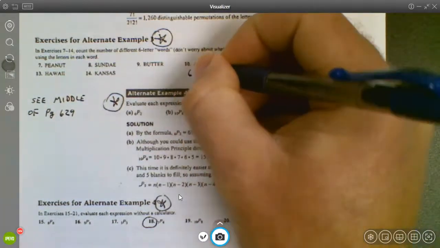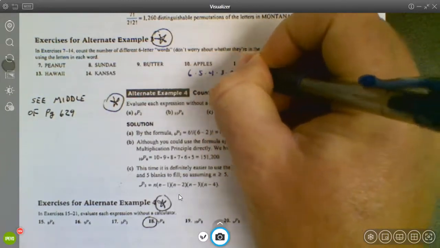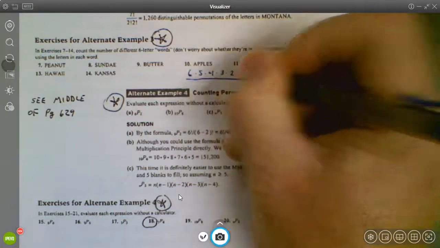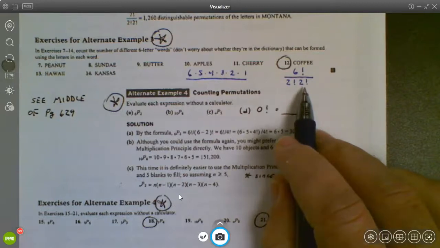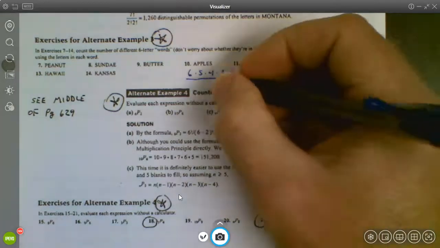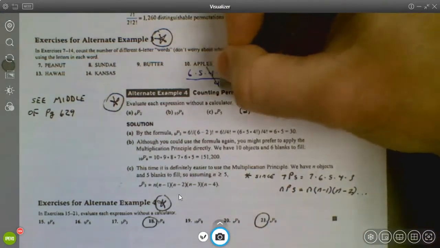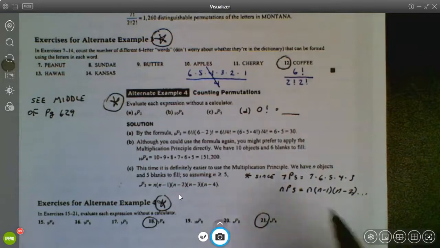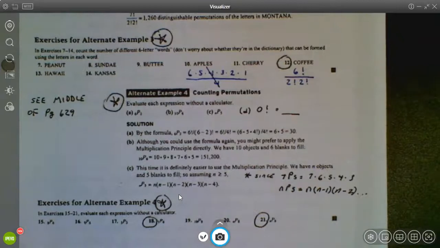Here's what I got on top: 6 factorial. Looks like this. On bottom, 2 factorial is just 2 times 1. 2 factorial is just 2 times 1. So 2 times 2 is going to be 4. So that's really what I have. Now I can do this. On top, all I really have to multiply is 6 times 5 times 3 times 2, which I could easily do. And that would give you the same answer that a calculator would give you if you put it in that format.